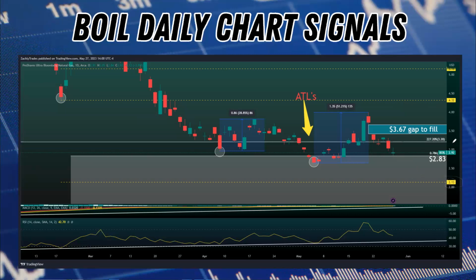Now, to the upside, not only do we have the gap at 367, but 320 is a major resistance level for us right now. Above there and above the gap to fill, we have 432 and $5.16.